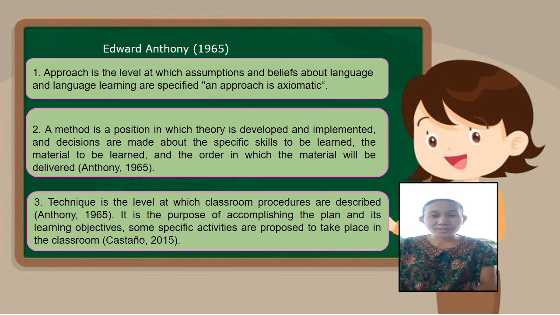According to Anthony 1963, an approach is the level at which assumptions and beliefs about language and language learning are specified. An approach is axiomatic. A method is a stage in which theory is developed and implemented. Decisions are made about the specific skills to be learned, the material to be learned, and the order in which the material will be delivered.